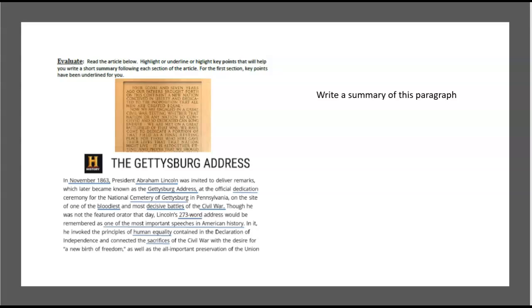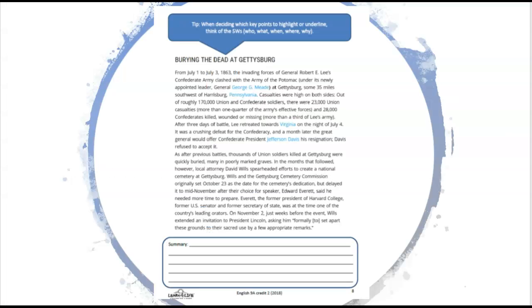In it, he invoked the principles of human equality contained in the Declaration of Independence and connected the sacrifices of the Civil War with the desire for a new birth of freedom, as well as the all-important preservation of the Union. Okay, so pause the video and write your summary of what I just read. And we're going to continue on.